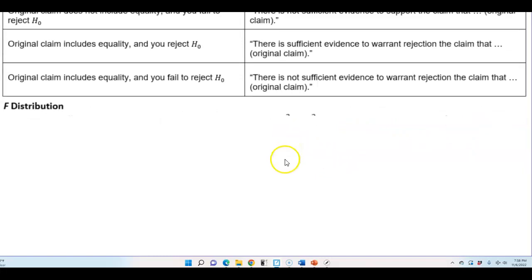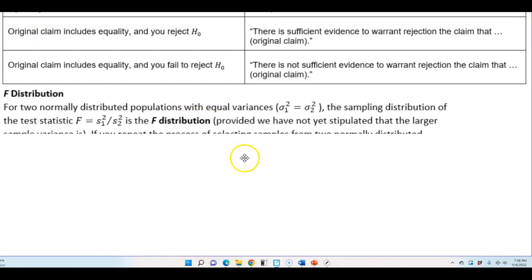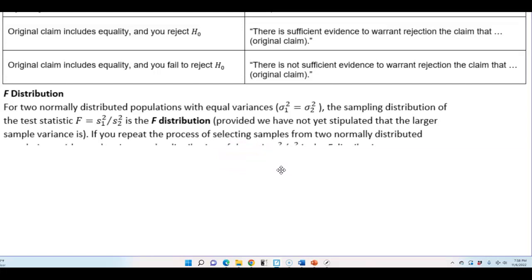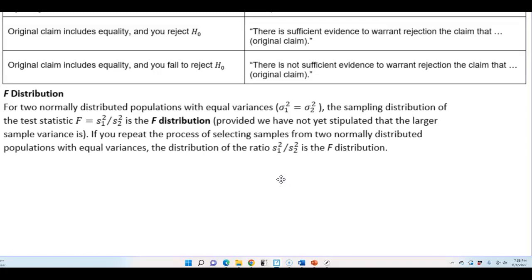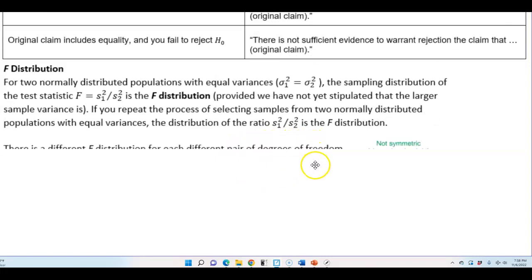Okay, now the F distribution. For two normally distributed populations with equal variances, the sampling distribution of the test statistic F, equal to sample variance 1 divided by sample variance 2, is the F distribution, provided we have not yet stipulated which is the larger sample variance. If you repeat the process of selecting samples from two normally distributed populations with equal variances, the distribution of the ratio is the F distribution.